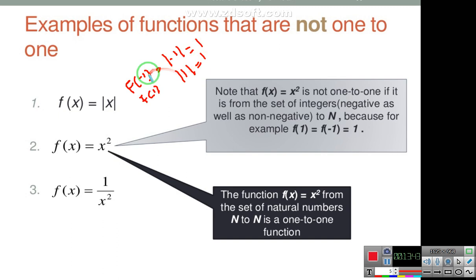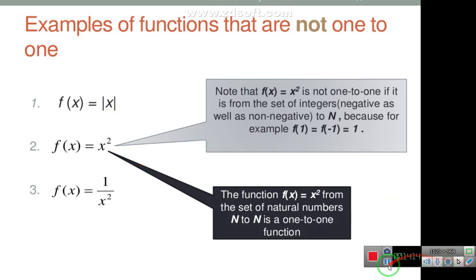So it means minus 1 and 1 are giving the same value. So this is not a one-to-one function. Again this one, if you have plus 1 and minus 1, for both it gives you 1. So again it will not be a one-to-one function, and so on. So hope you got the idea of a one-to-one function.